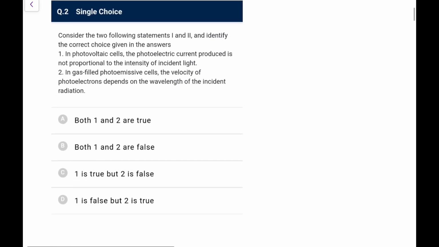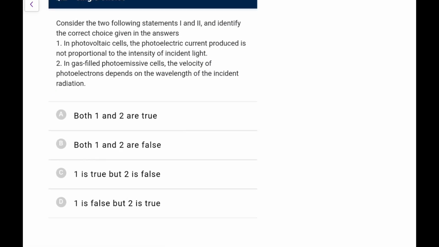Next, consider the two following statements 1 and 2 and identify the correct choice given in the answers. In photovoltaic cell, the photoelectric current produced is not proportional to the intensity of the incident light. No, we know in a photoelectric effect based any device, photocurrent is directly proportional to the intensity of light. So first statement is definitely false. In a gas-filled photoemissive cell, the velocity of photoelectrons depends on the wavelength of the incident radiation. Yes, it depends on the wavelength of the incident radiation, because lesser the wavelength, more would be the kinetic energy. So 1 is false and 2 is true.